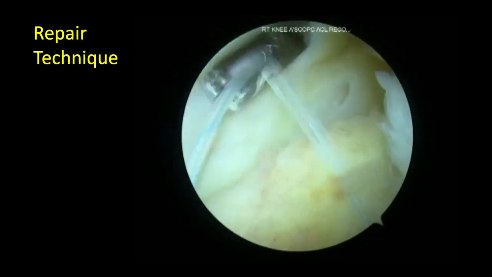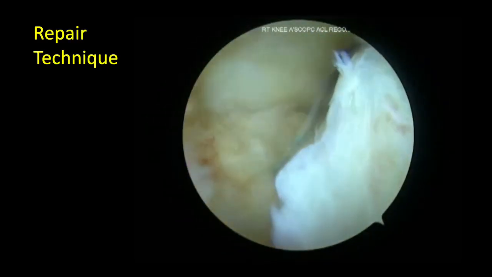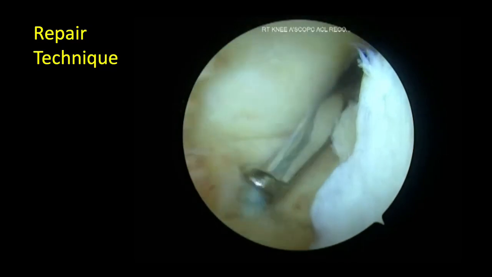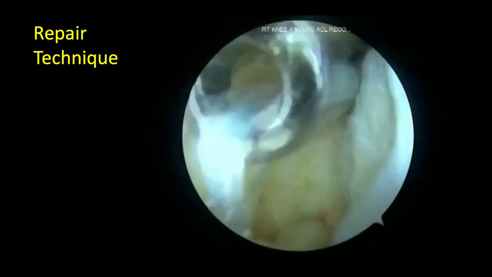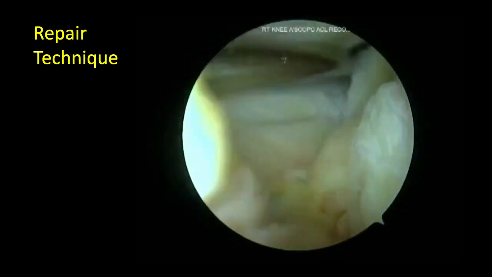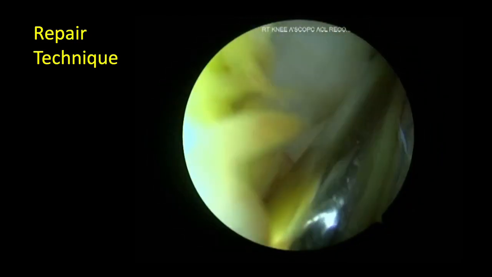Taking care of the soft tissue bridge, a sliding knot is secured to approximate posterior medial capsule to the posterior aspect of the tibia. The suture ends are then cut and the repair is completed posteriorly.